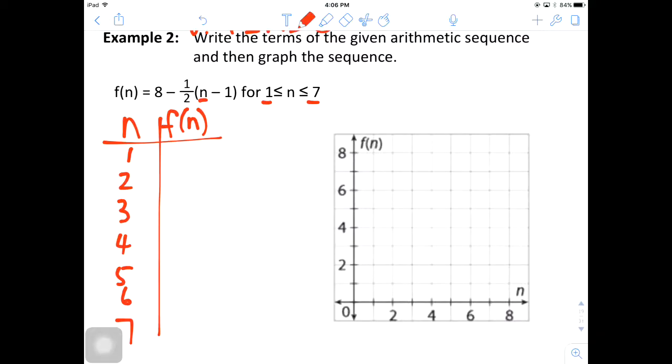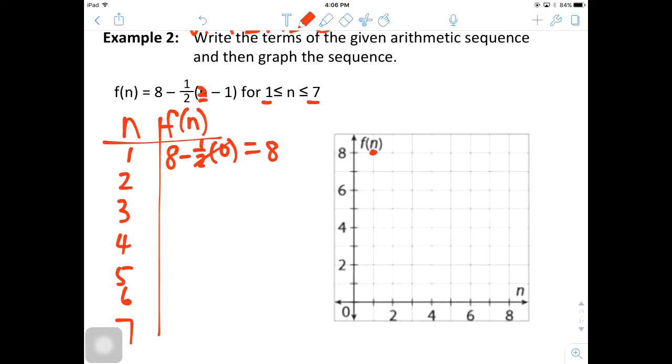I'm going to replace n with the number here. So when n equals 1, it is 8 minus 1/2 times 1 minus 1, which is 0, that's gone. It will give me 8. So at 1, I am going to have an 8 right here. So I have a first dot, which is right there. And then when n equals 2, I'm going to let that be 2.